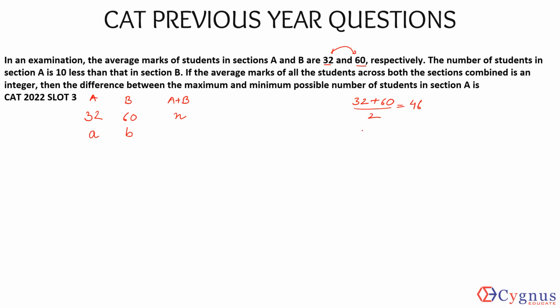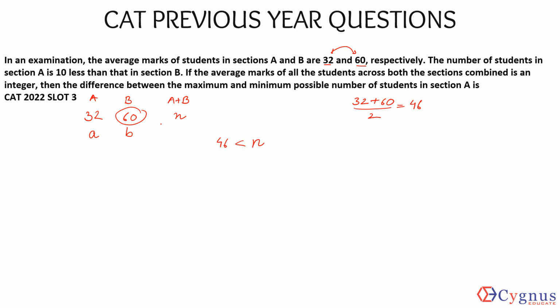This is not possible here because they have clearly mentioned that the number of students in section A is 10 less than the number of students in section B. How do we calculate that? We know that the number of students in section A is A and in B it's B. So their average will not be equal to 46 because the number of students are not equal. The number of students in section A are 10 less. That's why the average will be more closer to 60. Yes or no? So definitely this n average has to be greater than 46.